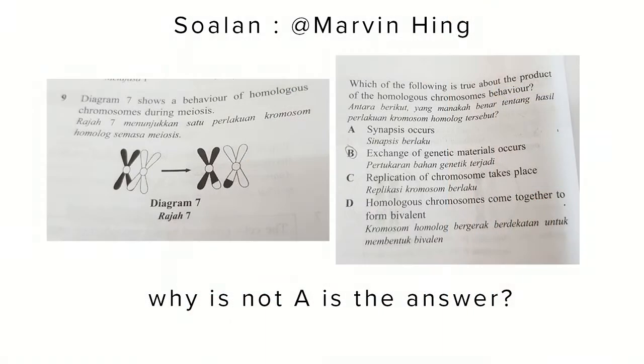Then for D, homologous chromosomes come together to form a bivalent. That's the answer for the synapsis process. So it's synapsis, they come together first, then only they exchange the DNA, which means crossing over. Hope this helps you understand the difference between synapsis and crossing over. Pairing up is called synapsis. Then only exchanging the DNA is called crossing over.